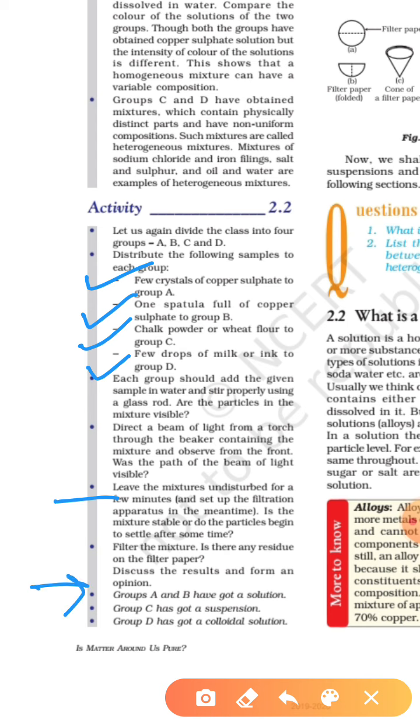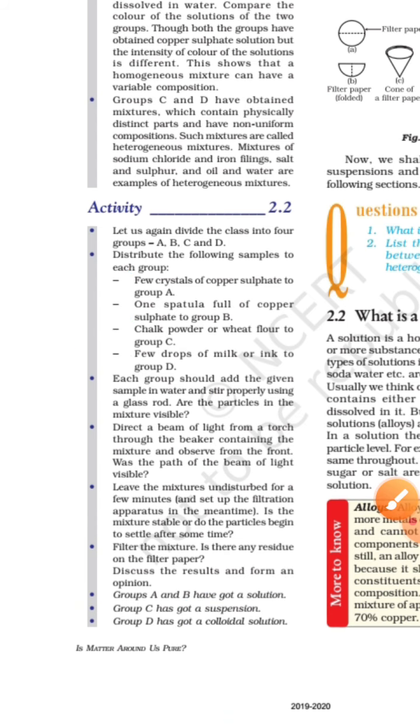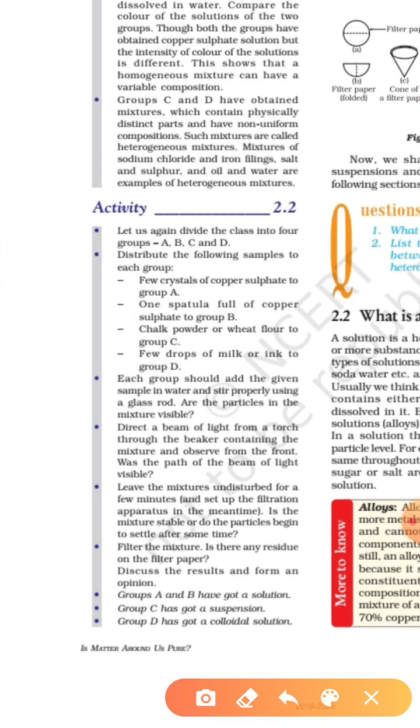Groups A and B have got a solution. Three things we will come to know from this: solution, suspension and colloidal solution. Now we have to understand what a solution is, what a suspension is, and what a colloidal solution is. They are saying groups A and B have got a solution, meaning they just added crystals of copper sulfate to water, and a larger quantity of copper sulfate to water. In that case, what will you get?